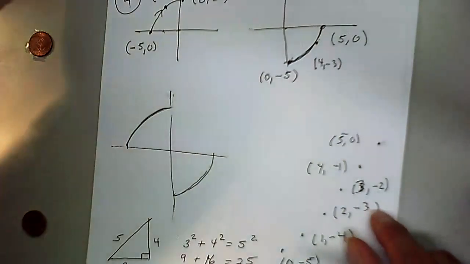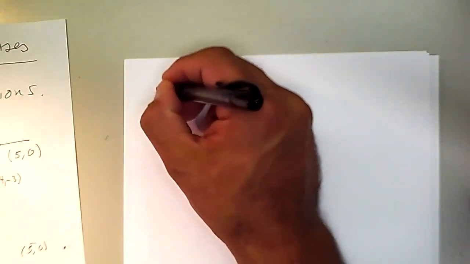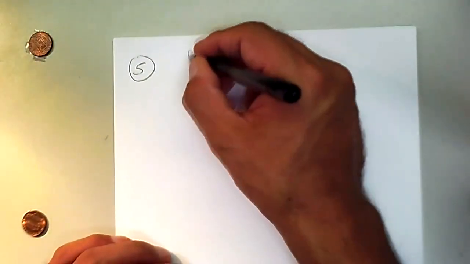Okay, let's look at another example. Example 5. Let's look at this graph now.